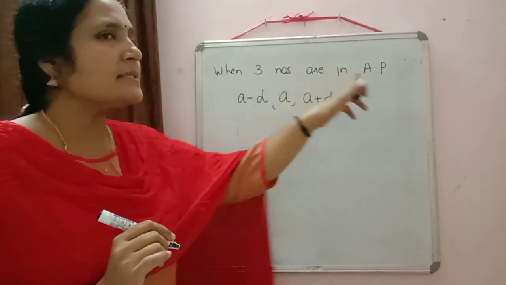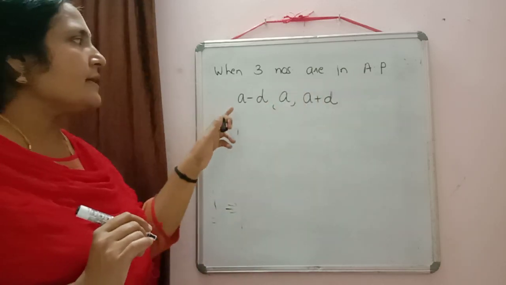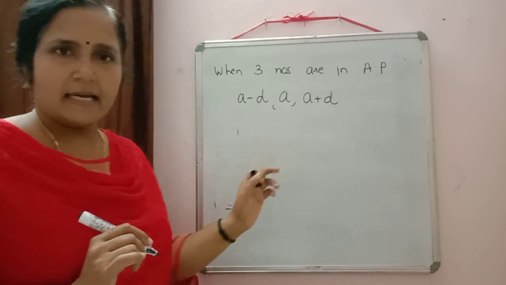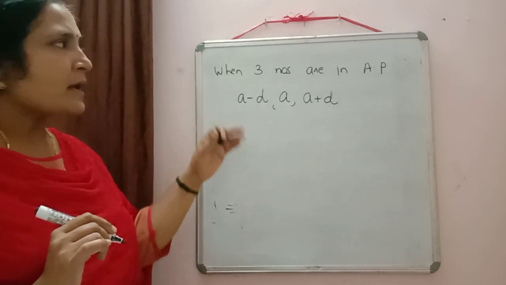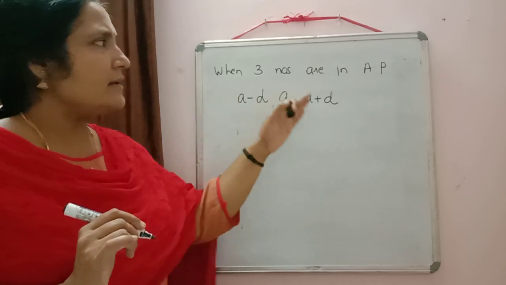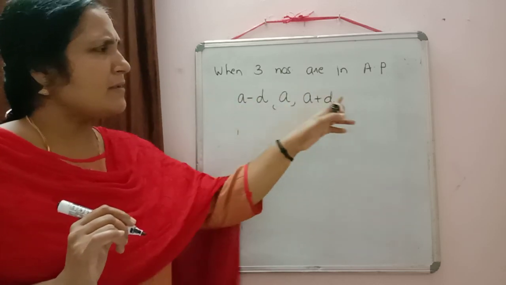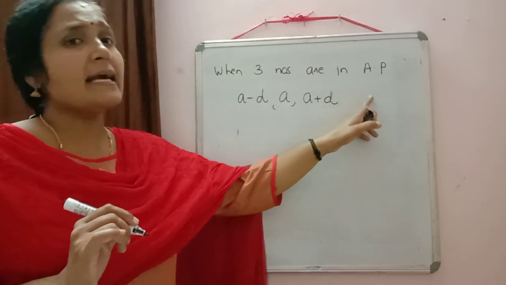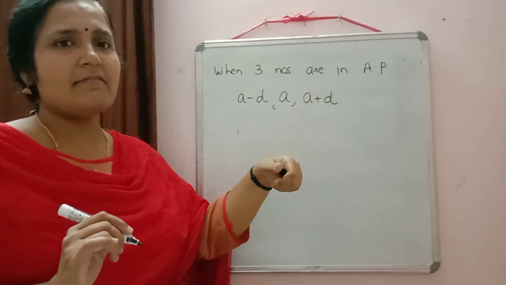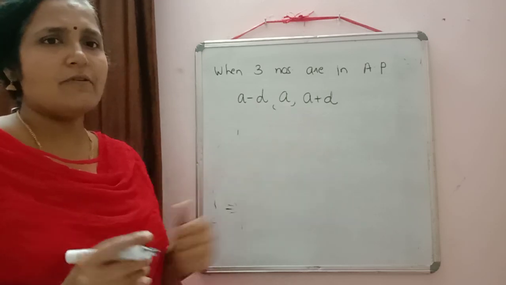So when three numbers are in AP, we will take the numbers as A minus D, A, A plus D. Why are we taking them this way? Because in word problems, if three numbers are in AP, in most questions their sum also will be given. So when we add, D and minus D get cancelled, and we will get the value of A from here.